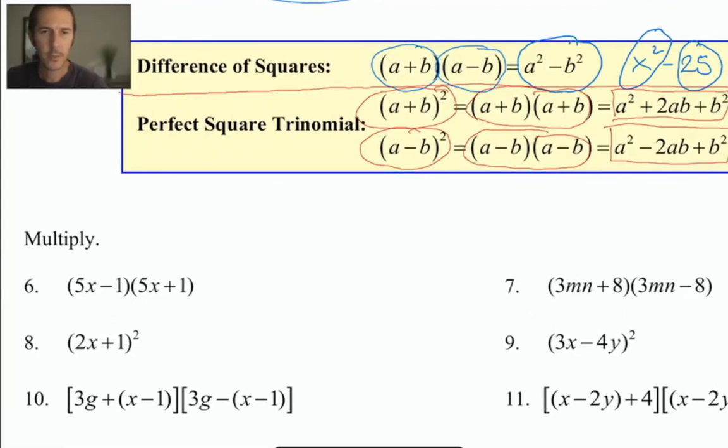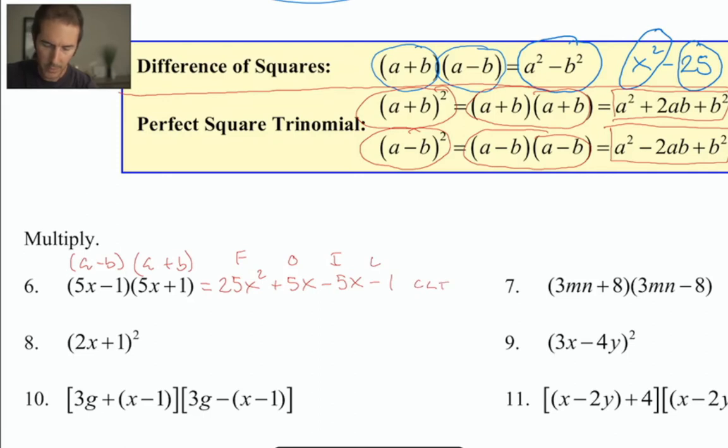In number 6, this is an example of a difference of squares. This is the a plus b, and this one's the a minus b. Their order has been changed, but that's okay. It ends up being equivalent. And if we FOIL, the 5x times 5x gives us 25x squared. The 5x times the positive 1 gives us positive 5x. The O, negative 1 times 5x, gives me a negative 5x. And the negative 1 times the positive 1 gives me a negative 1. So I FOILed.